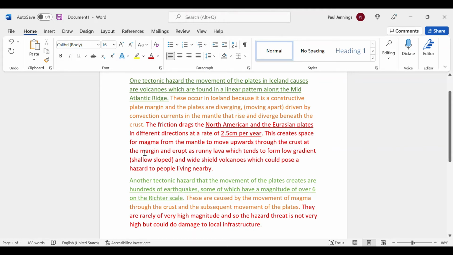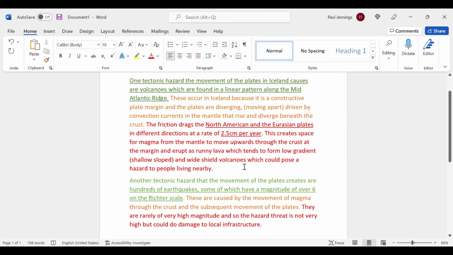This creates space for magma from the mantle to move upwards through the crust at the margin and erupt as runny lava, which tends to form low gradient, that means shallow sloped, and wide shield volcanoes, which could pose a hazard to people living nearby. Once again, packed with information from my own knowledge and understanding, magma moving up through the crust, erupting as runny lava, low gradient and wide shield volcanoes.